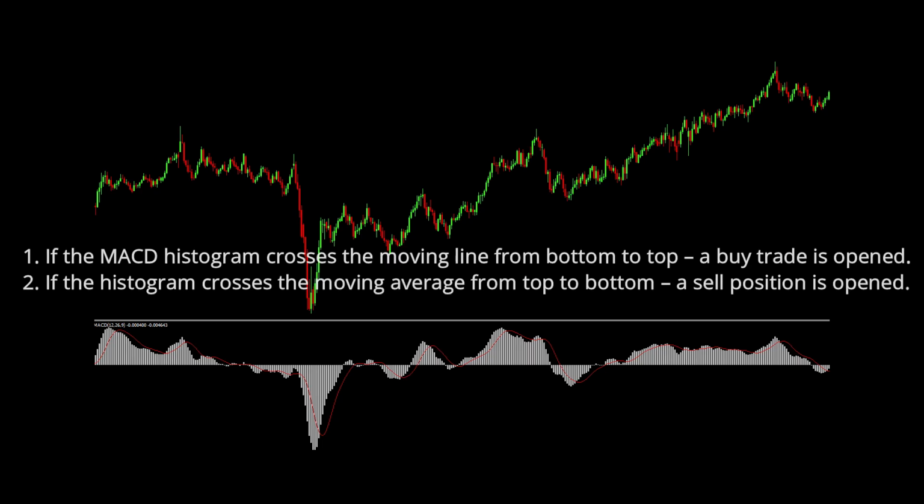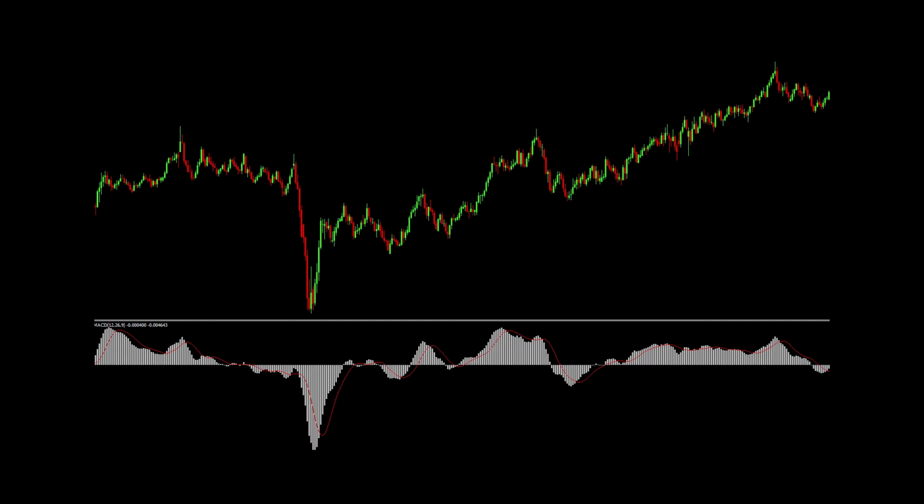1. If the MACD histogram crosses the moving line from bottom to top, a buy trade is opened. 2. If the histogram crosses the moving average from top to bottom, a sell position is opened. Stop loss is placed below the minimum of the candle at which you entered the market when buying, or above the maximum when selling.